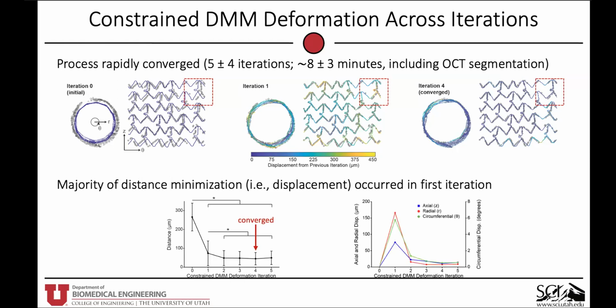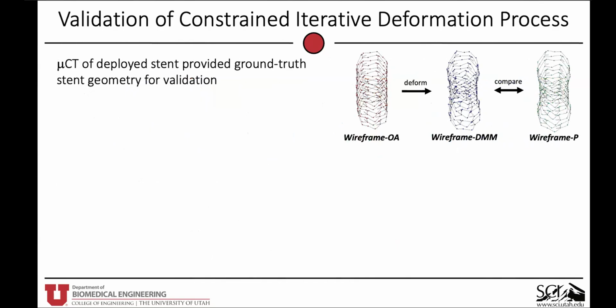And if we break it down to the components of that displacement, the principal axes being the axial and radial displacement, the secondary axes being circumferential displacement, we really see that in the first iteration you had significant expansion in the radial direction, and then fine tuning in the axial and circumferential directions.